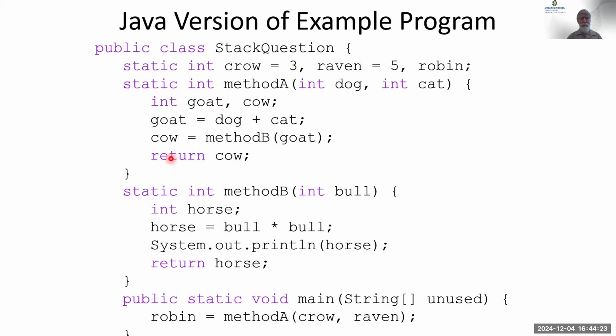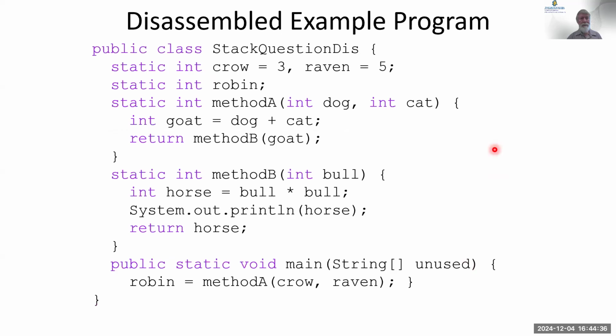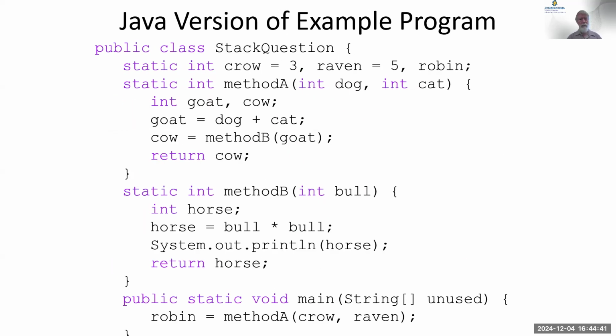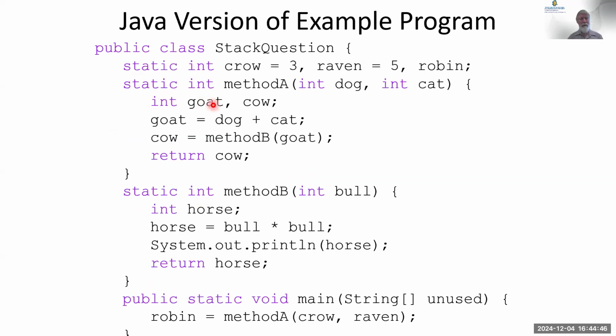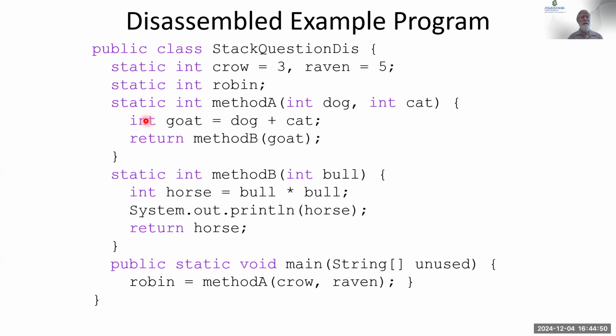Here's a simple Java program. It's almost exactly the same as the previous example. I compiled this one, took the Java bytecodes, ran them through a decompiler, and this is what I got. This is almost the same. There are a few changes here. If you look, yes, I have int cow, goat. It put the initialization in there when it compiled it. It doesn't even have cow, it just puts goat there.